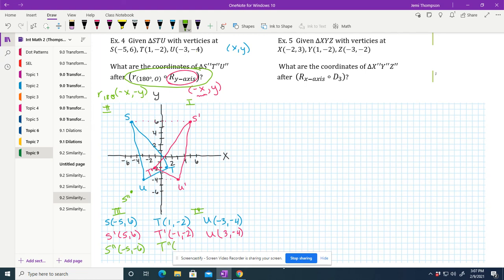Same thing here. So my coordinate is negative 1, negative 2. So I'm going to take the opposite, so it's going to be positive 1, positive 2. All right, and then for U, instead of 3, negative 4, I'm going to have negative 3 and positive 4.